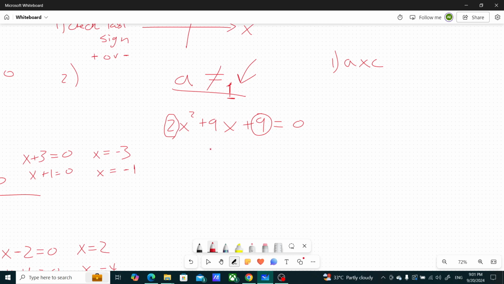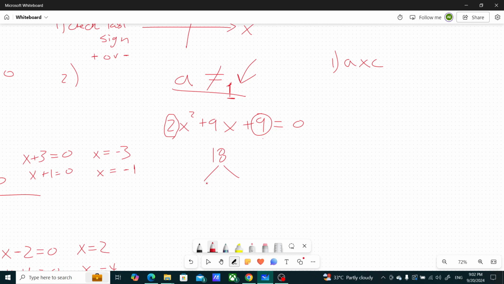So 2 times 9 is 18. I will get now two factors that will add up to 9. In the other case, I straight away look here, it's positive, I will get two factors that will add up to the middle sign. But since a is not 1, we have a step first. We need to multiply this 2 by this 9. It will give me an 18, and for this 18, I will get the two factors, and since this is plus, they need to add up to 9, or they need to add up to the middle sign. So let's think about two factors that will add up to 9.